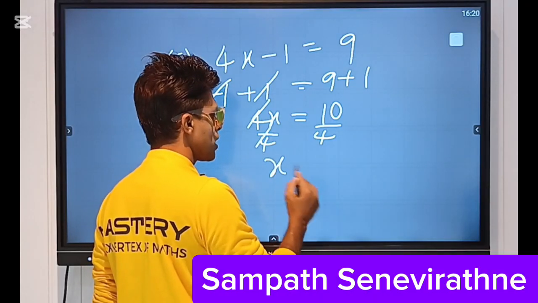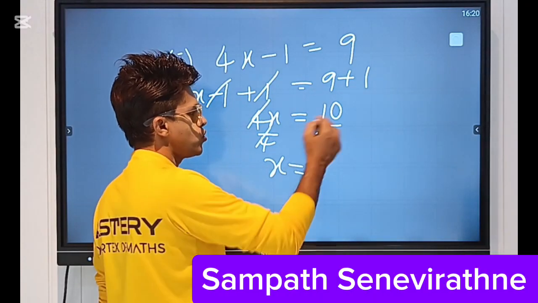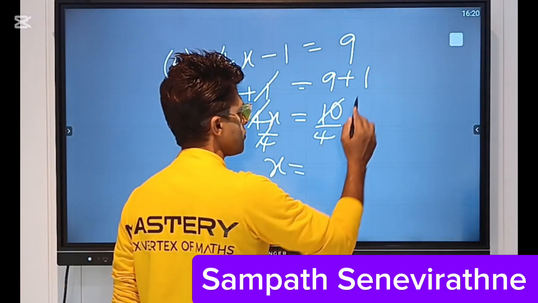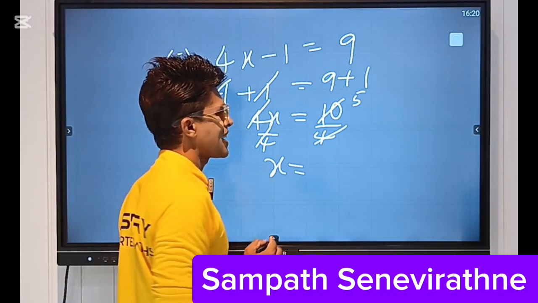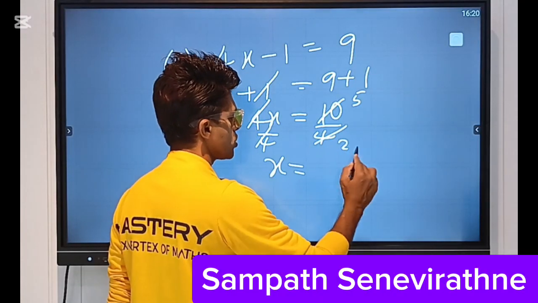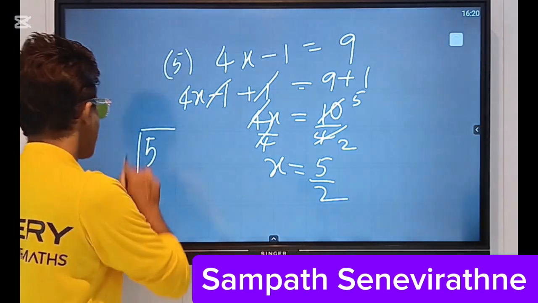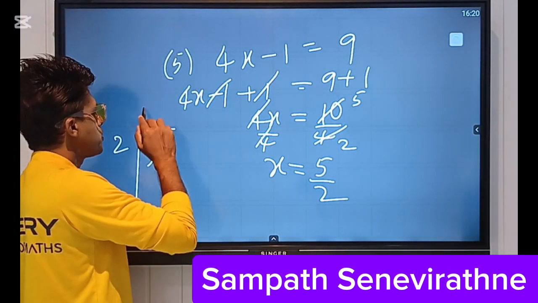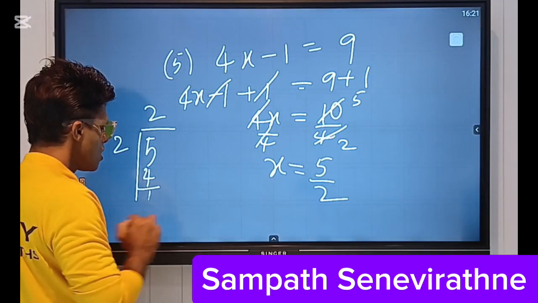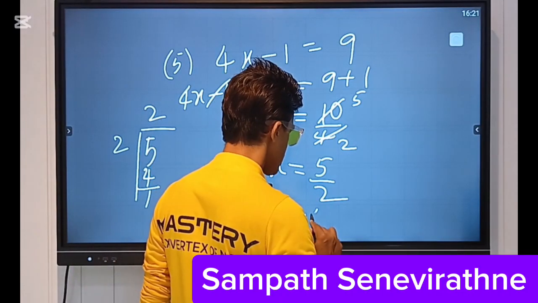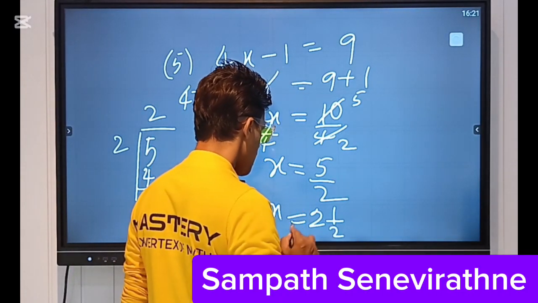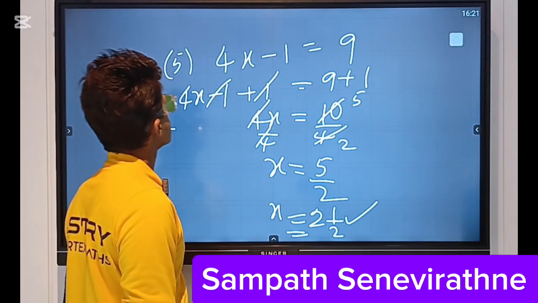So x equals, then 10 is a multiple of 2 and 4 is a multiple of 2. Therefore, it's divided using 2 on both sides. Then 10 upon 2 is 5, and 4 upon 2 is 2. Then 5 over 2. This fraction can be written as a mixed number. In 5, how many 2 times? 2 times 2 is 4. 5 minus 4 is 1. Then the answer is 2 and a half.